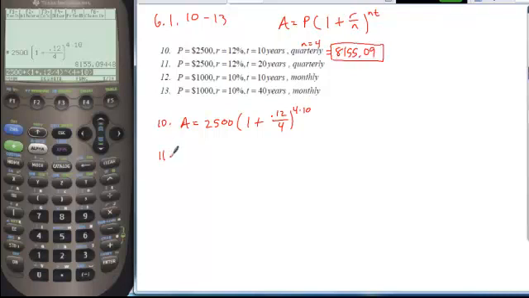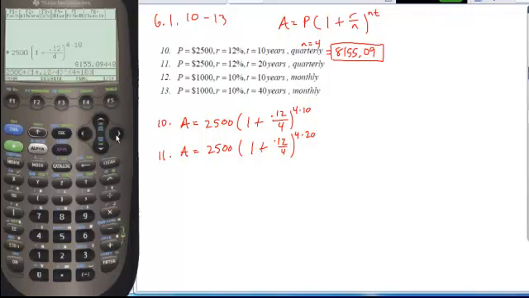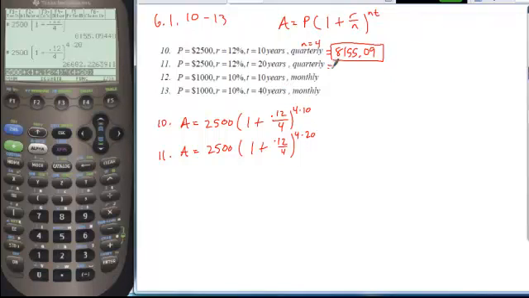For number 11, the only difference between 11 and 10: the principal amount is the same, the interest rate is the same, and it's still quarterly compounding. The only difference is the number of years is 20, and so when I calculate this, I simply need to change my 10 to a 20, and I get my solution, $26,602.23.